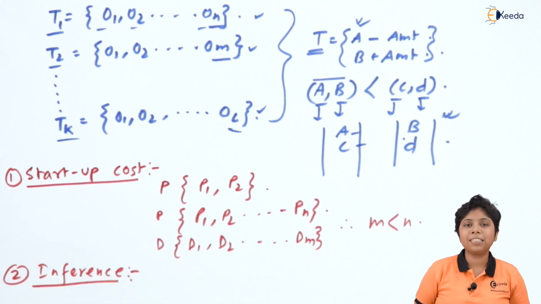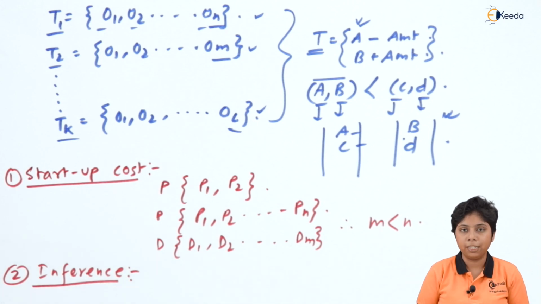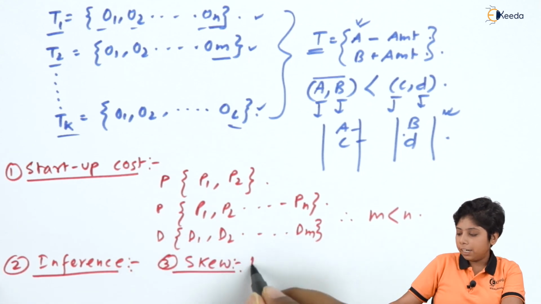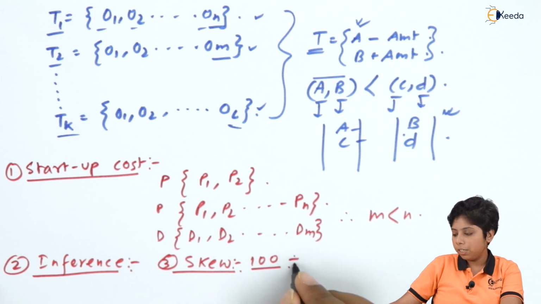And the third one is the skew. Now there are two types of problem in this: there is a bottleneck while we are having all the transactions or operations that need to be combined. See, for example, that there are 100 transactions or 100 operations that need to be divided among 10 processors. So this one is the number of operations and this one is the number of processors.